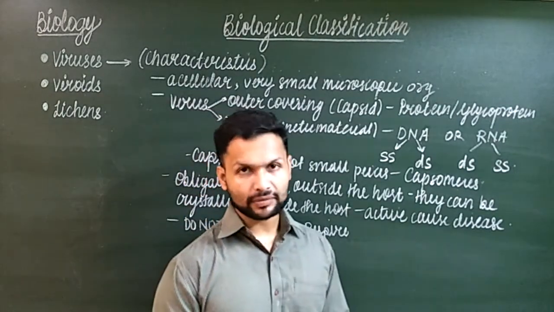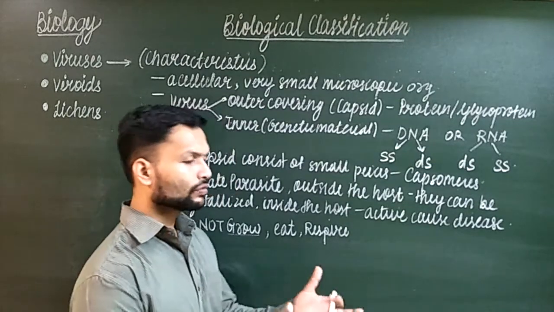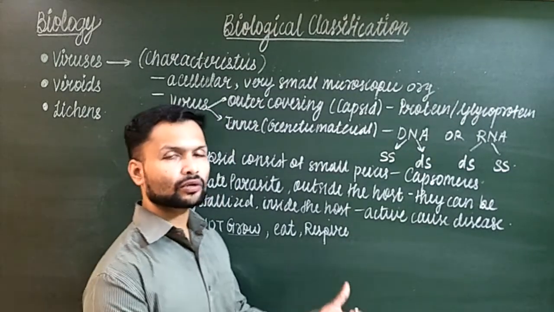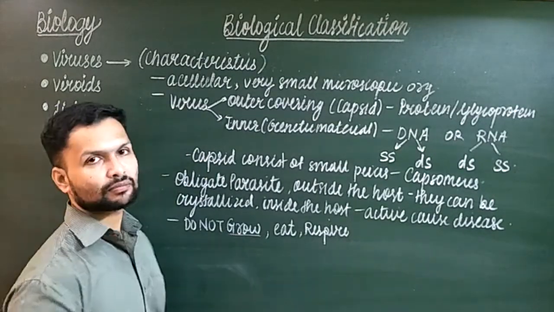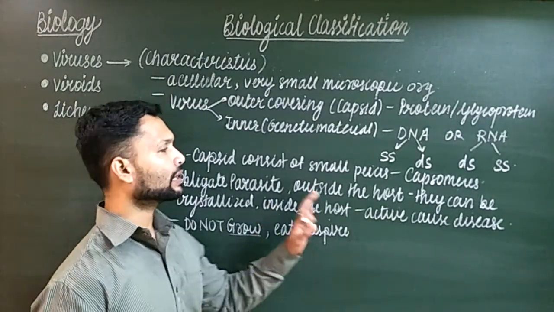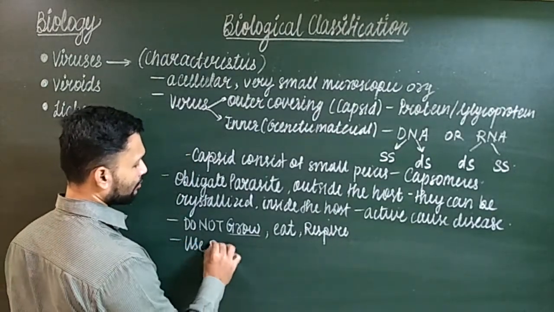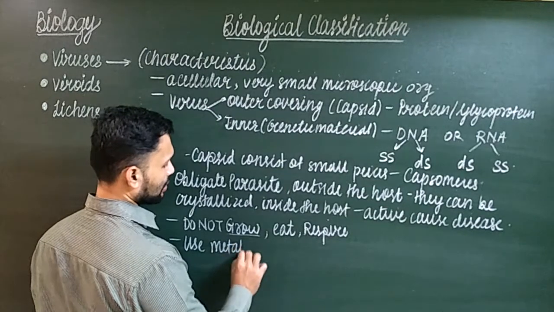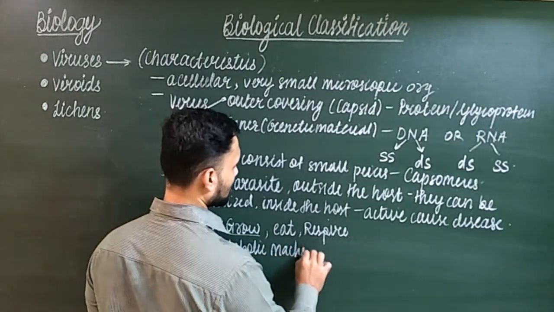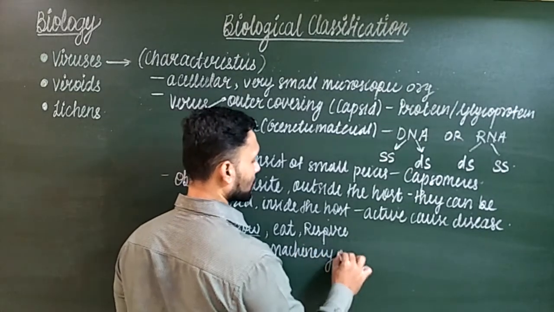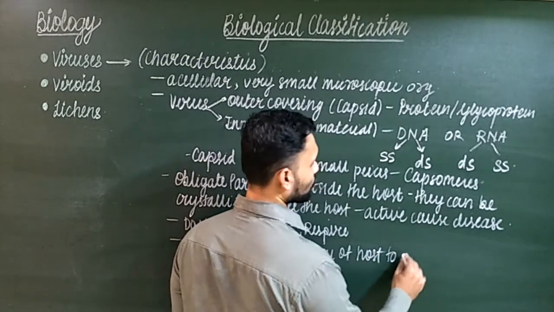They do not grow, means you cannot grow viruses on a culture medium. Like bacteria, if I put some bacteria on a gel, within a few days we see a whole colony appear. Viruses cannot be grown like that. That's the big issue. They can only multiply within the host cell. They use the metabolic machinery of the host to multiply.